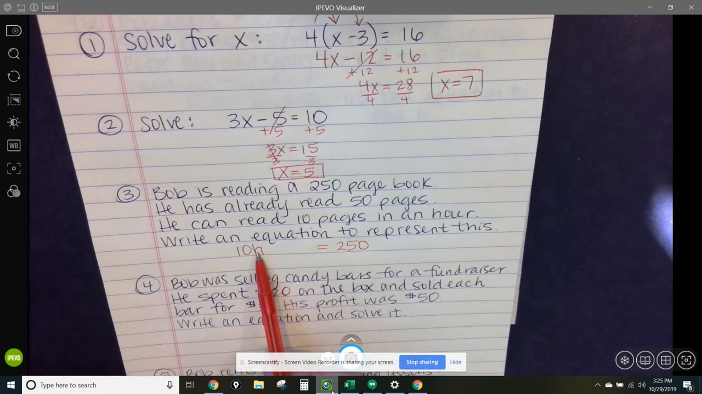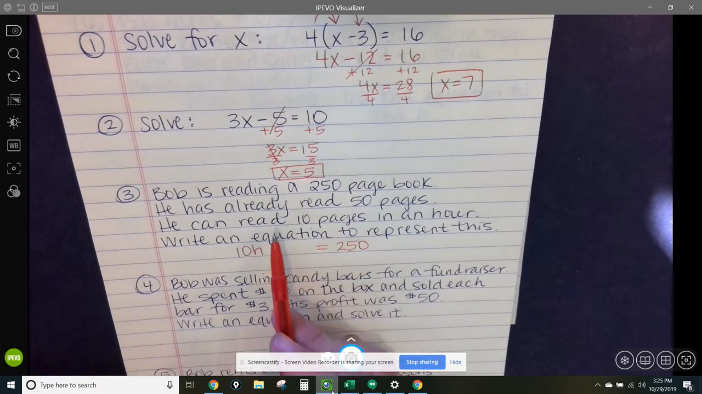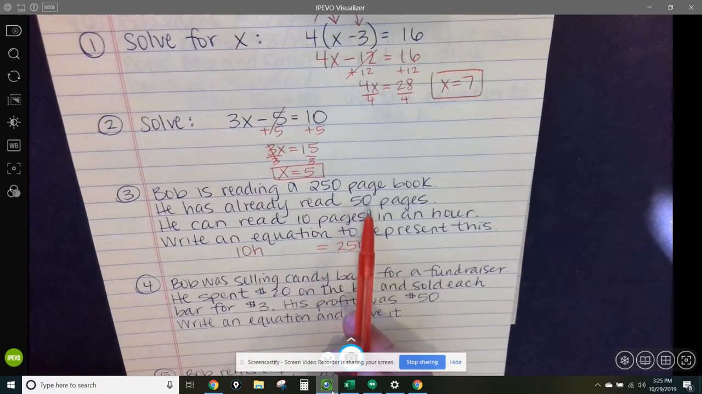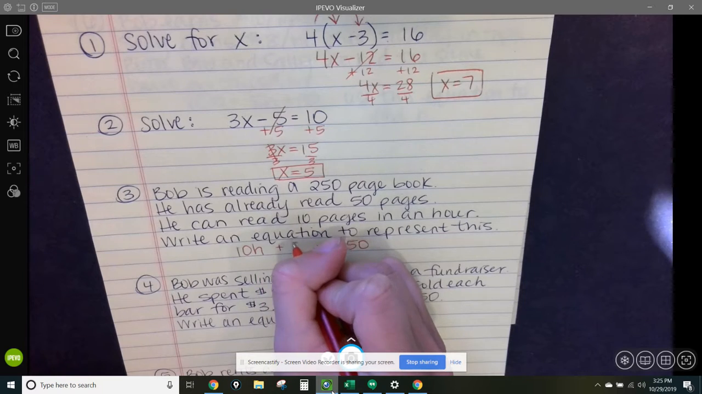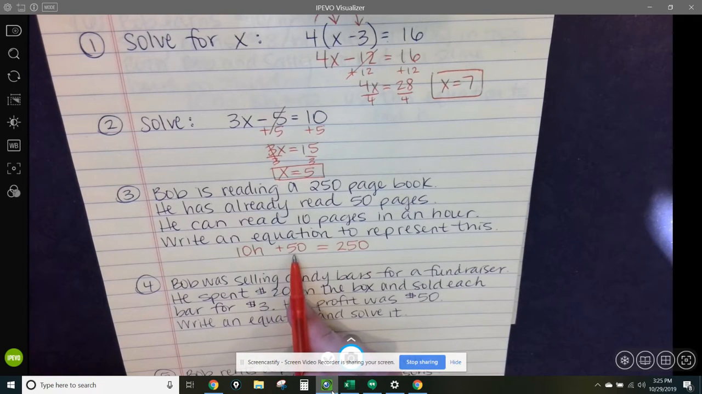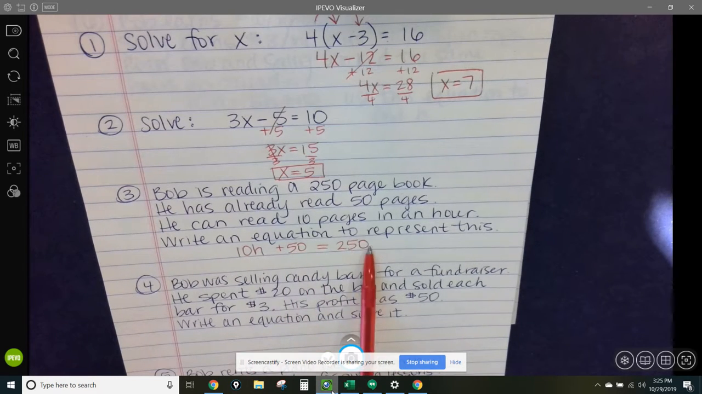So if he reads 5 hours, that's 50 pages. So I'm going to have 10h. You don't have to use h. You could use any variable you want. And we know he's already read 50 pages. So I'm going to put plus 50. He's already done the 50. We don't need any more hours to get those 50. So this would be the equation to represent that problem.